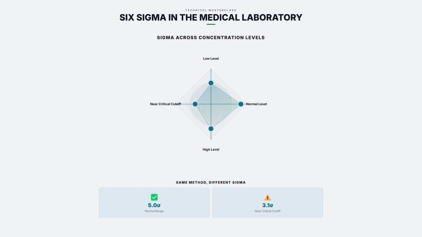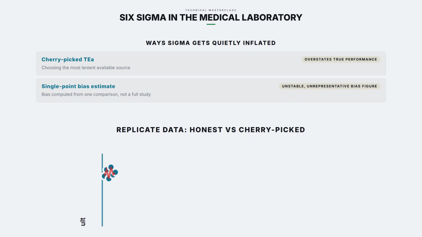Sigma is also gameable unintentionally or otherwise. Cherry-picking a lenient T, computing bias from a single comparison point instead of a proper method comparison study, or excluding outlier CV data all inflate the number without improving actual performance, and a scatter of real replicate data honestly plotted is usually enough to catch it.